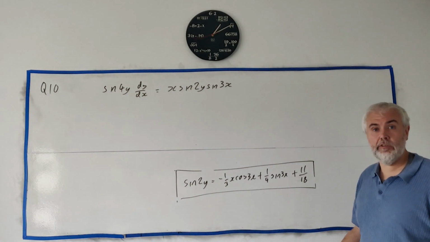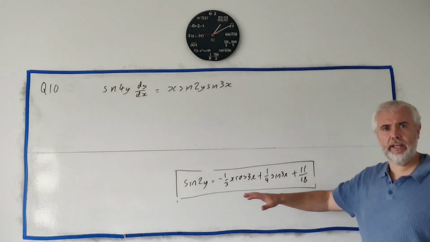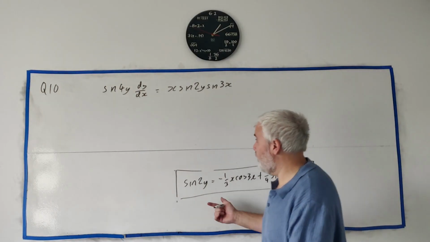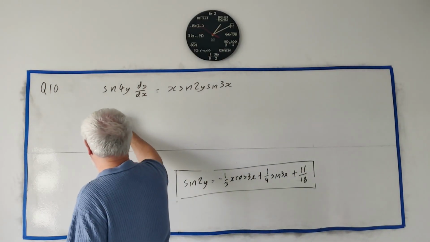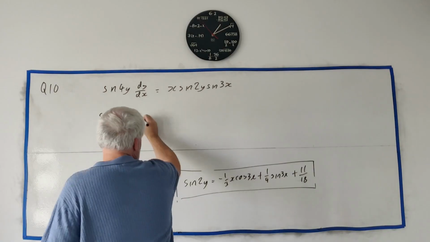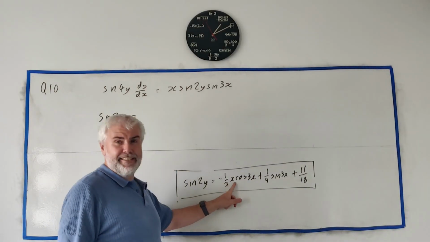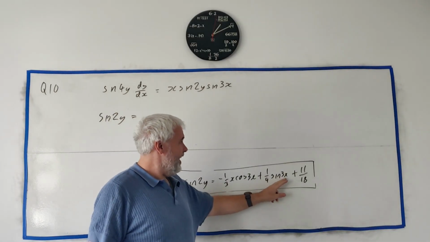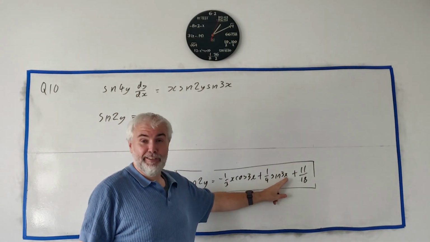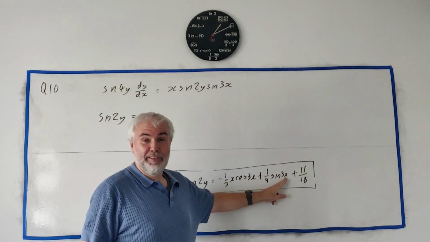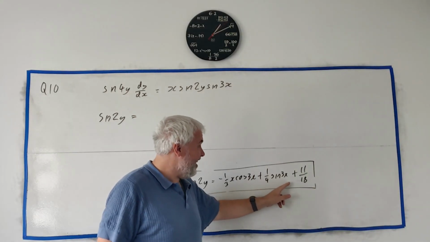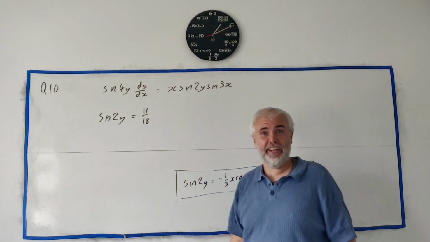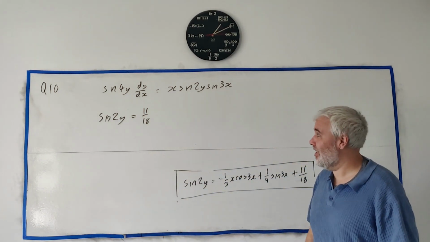X is equal to 0. We'll worry about what y is later. They tell us y is between 0 and pi over 2. So if I write all this again, I get sine of 2y is equal to... X is 0, so 0 multiplied by anything, that's gone, it's 0. X is 0 again. 3 times 0 is 0. Sine of 0 is 0. That's gone. We're just left with 11 over 18. That's why it's only 2 marks.